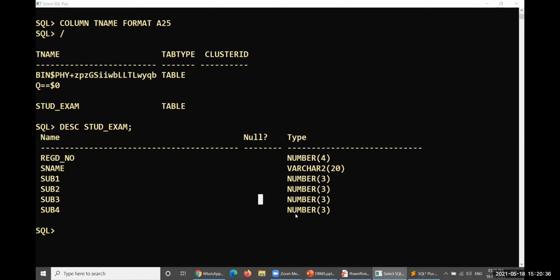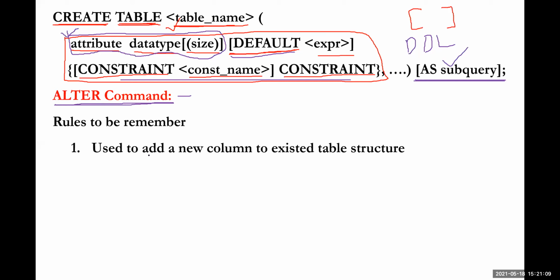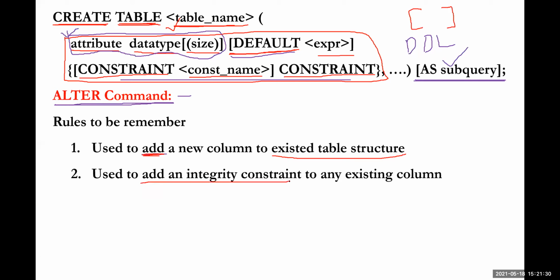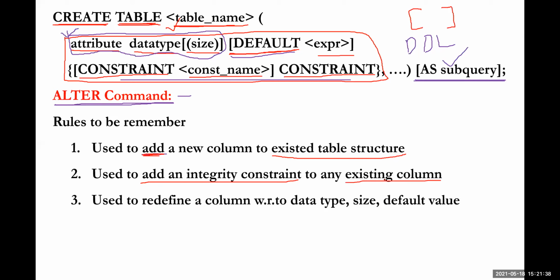The first restriction is this: use it to add a new column. If you want to add a new column, yes, you can. You can use this particular command, and it can always be done to the existing table structure only. Second, use it to add an integrity constraint to an existing column. When a column exists, then for that column, yes, you can add an integrity constraint. And use it to redefine a particular column with respect to the data type or size or default value.